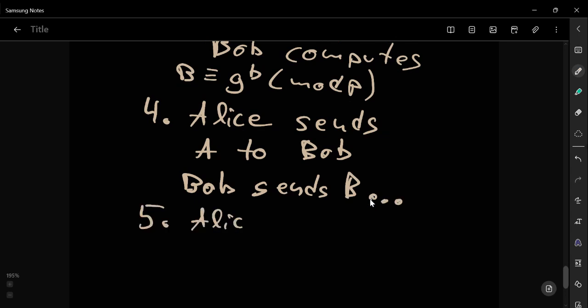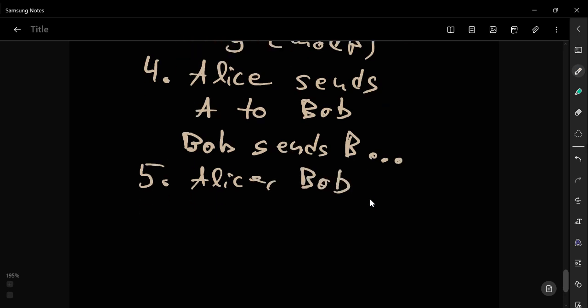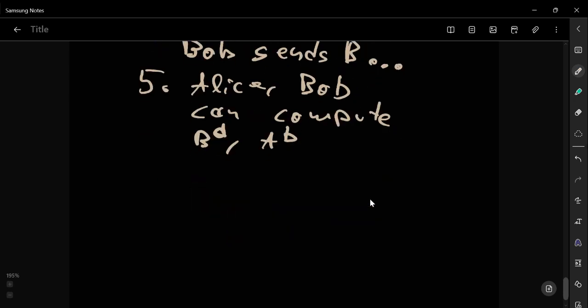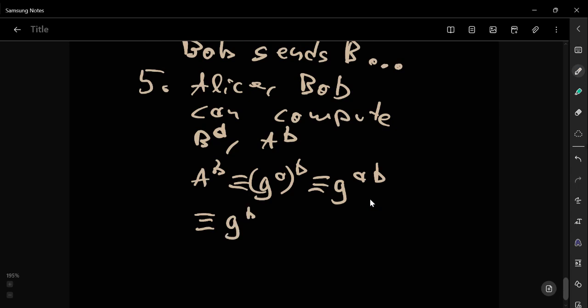Now Alice and Bob can compute B to the power of a and A to the power of b, and now they have a common secret. That is because A to the power of b is just equal to g to the power of a to the power of b, which is congruent to g to the power of a times b, which is congruent to g to the power of b to the power of a, which is basically B to the power of a. So now they share a common secret.